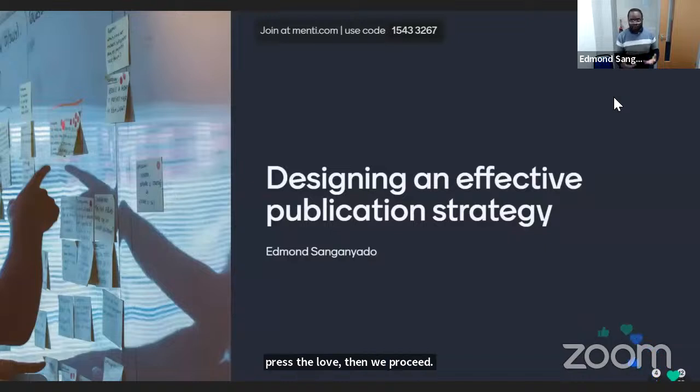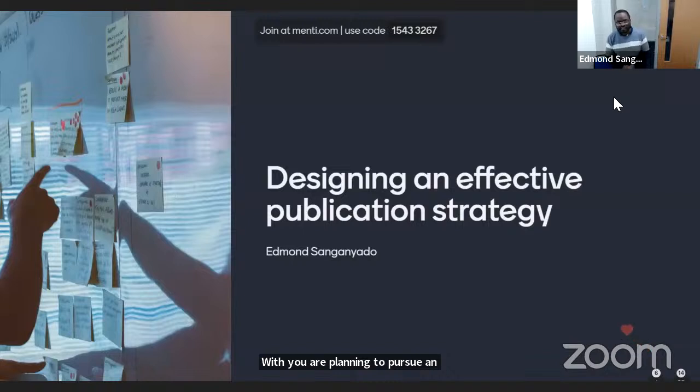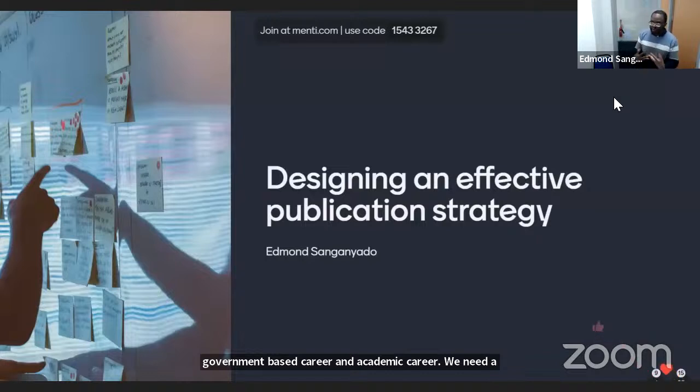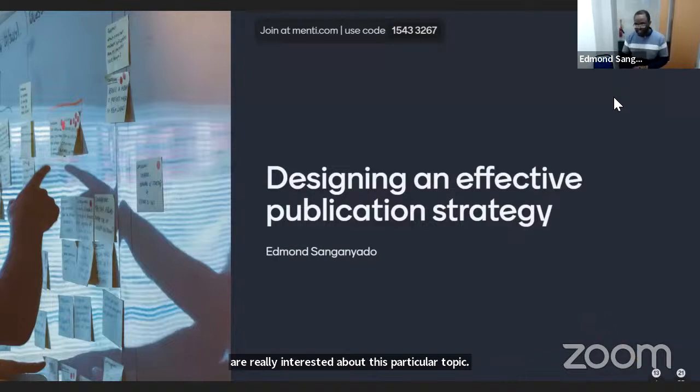I understand we all know that coming up with an effective publication strategy is very important, particularly when you are planning your career, whether you are planning to pursue an industry career, a government-based career, or an academic career. We need a good publication strategy because publications are how we communicate our science, how we demonstrate our expertise, and how we convince other people that we are really good at what we are doing. From the sign up, it shows that people are really interested in this particular topic. It's something that is really relevant to this hour.